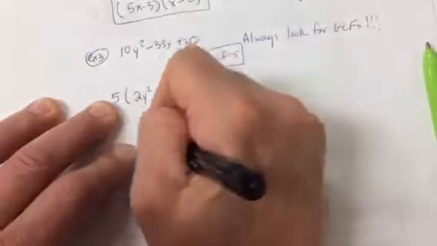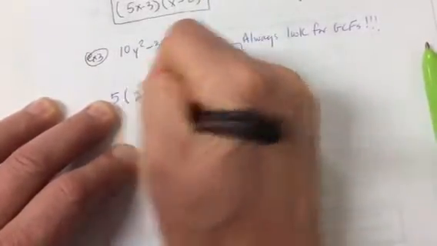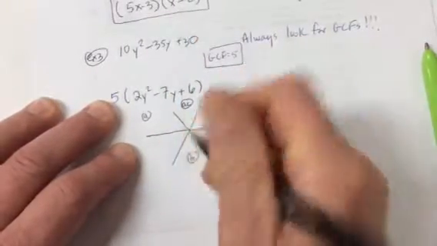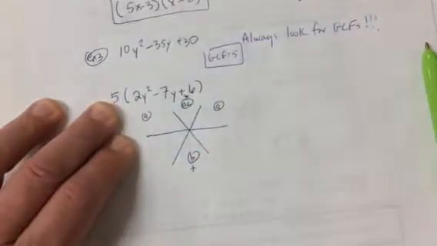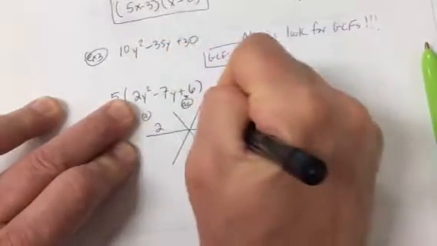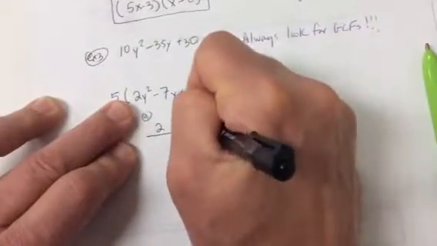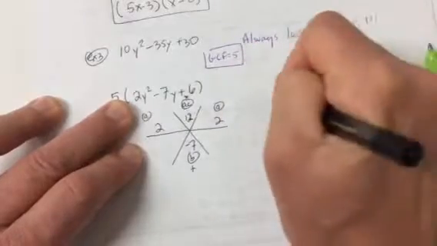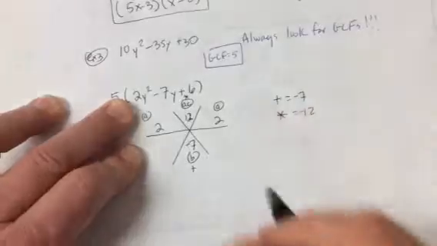So let's go ahead and make our star template. Remember, this is our A and our A, our AC and our B. They're going to multiply to get the AC. They're going to add to get the B. So A is 2, so it's going to be 2 and 2. C is 6, so 2 times 6 is 12. And then B is negative 7. So they're going to add to equal negative 7. They're going to multiply to equal negative 12.